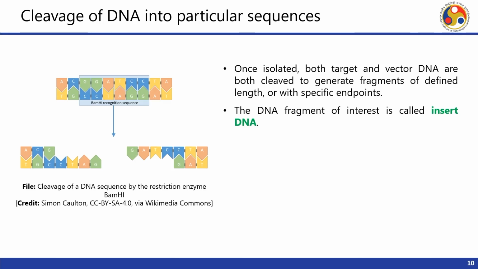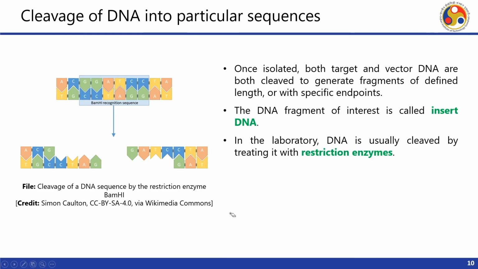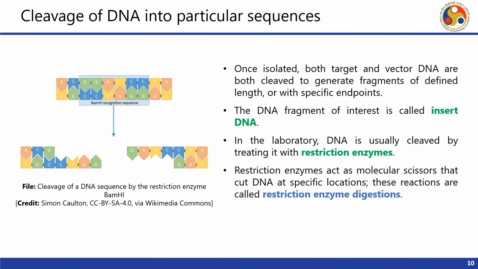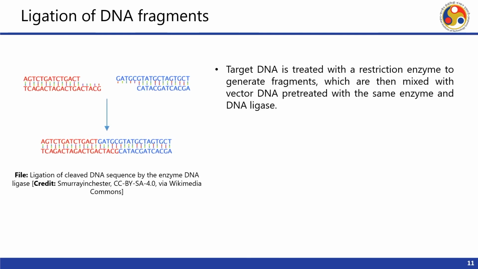The DNA fragment of interest is called the insert DNA, and the DNA is cleaved by treating with the restriction enzyme, which I have already shown you. These restriction enzymes act as molecular scissors that cut DNA at specific locations. These reactions are called restriction enzyme digestions. Then we go for the ligation of the DNA fragments. Target DNA is treated with restriction enzyme to generate fragments, which are then mixed with vector DNA pre-treated with the same enzyme, and DNA ligase.